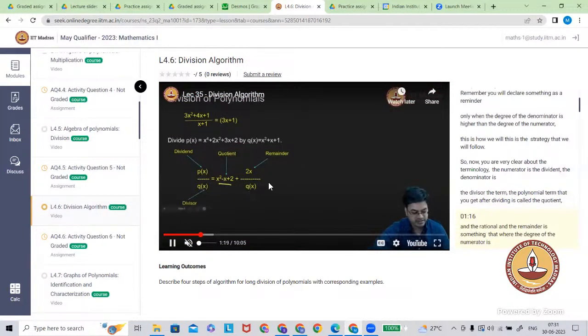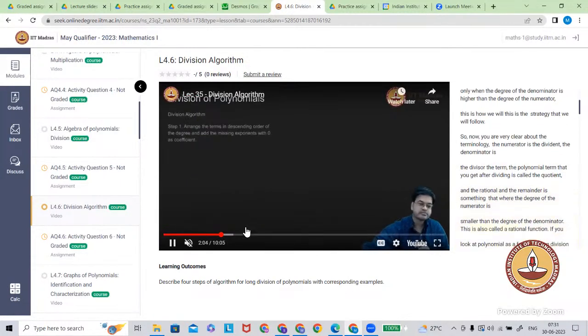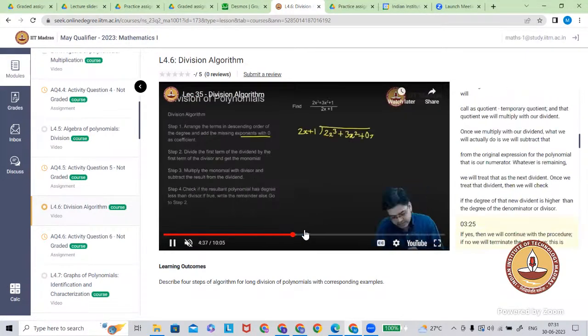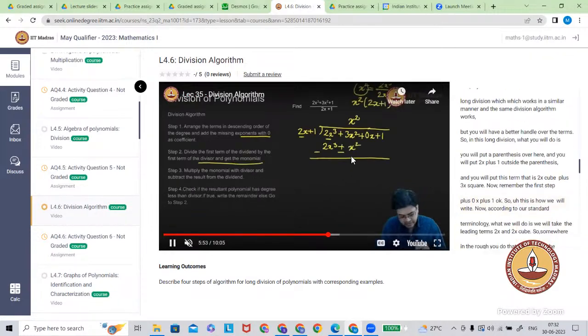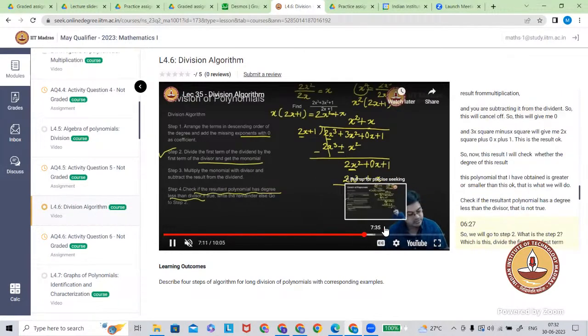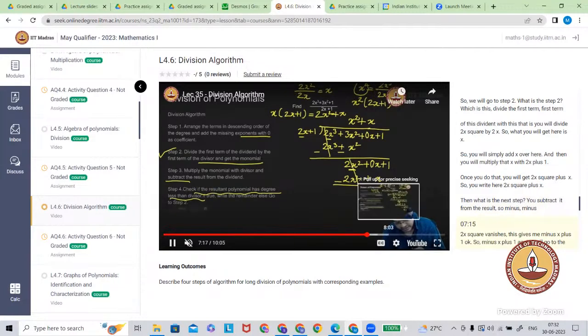So divisor, dividend, quotient, and remainder. As sir is also performing here, we took a very different function which is coming as a fraction. Fraction number is coming as a quotient.